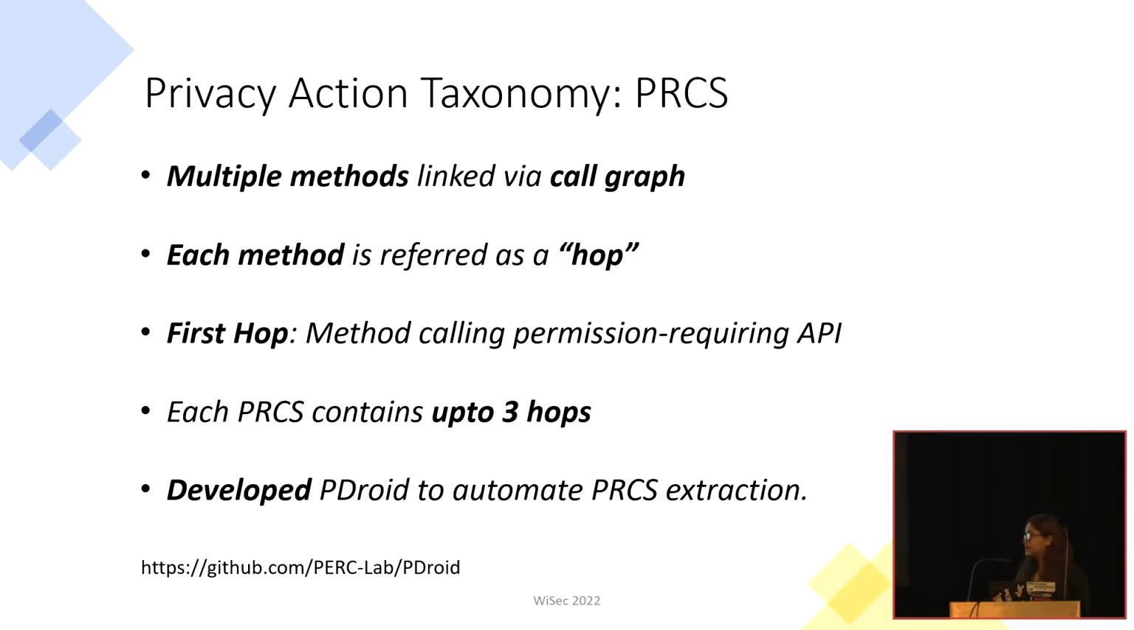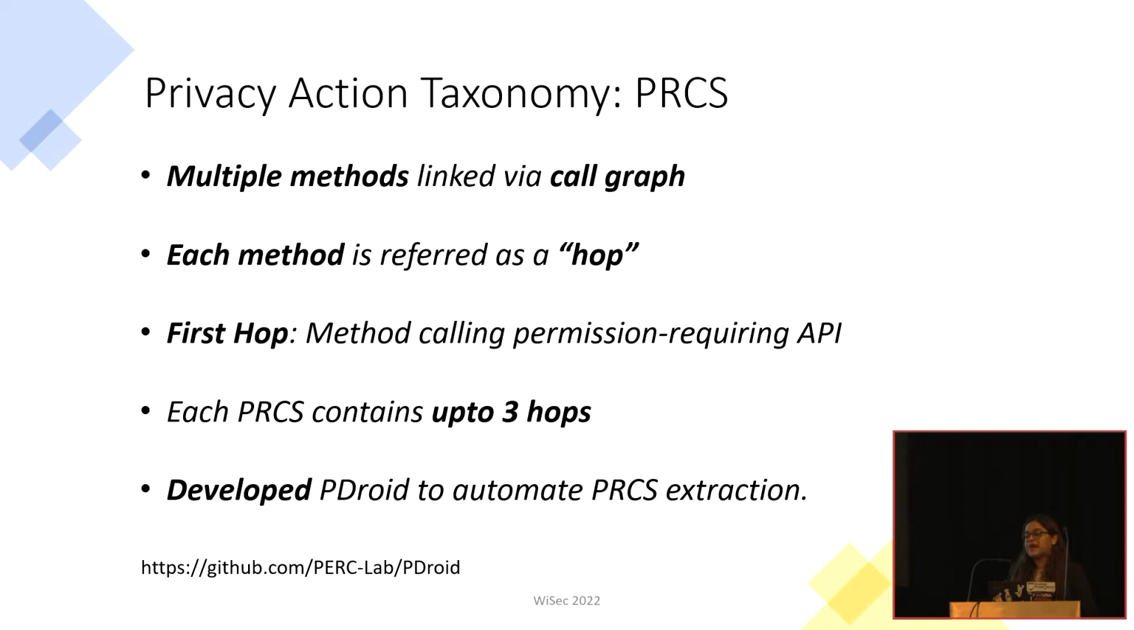A PRCS can have multiple methods linked via a call graph, and each method can be referred to as a hop. For example, the first hop is the method that is calling the permission requiring API, and the second hop is the method that is calling the first hop. In our work, each PRCS can contain up to 3 hops. Why? Because in our primary analysis, we found that 80% of the time information has been used within the 3 hops of our PRCS. We also developed our in-house PAcT static analysis tool and use that tool to extract PRCS from Android APK files.